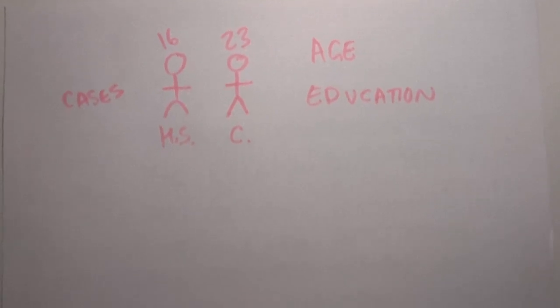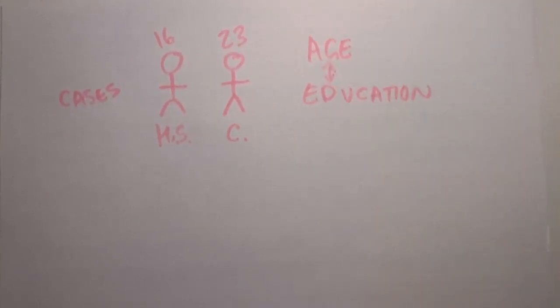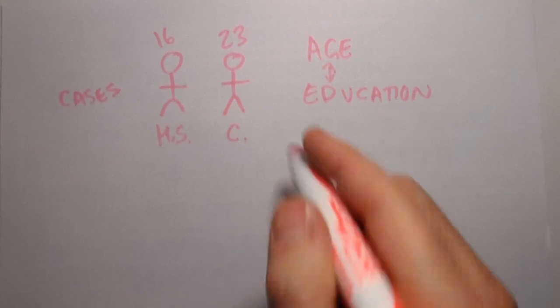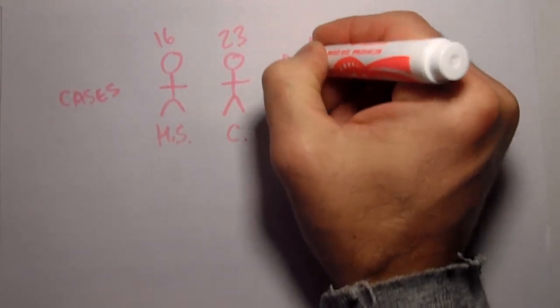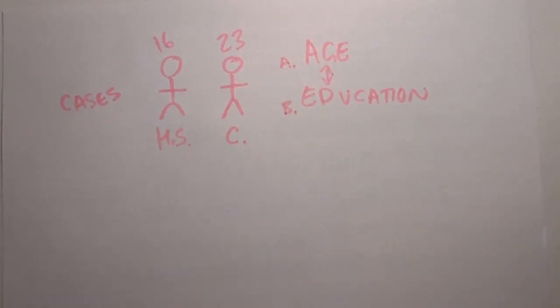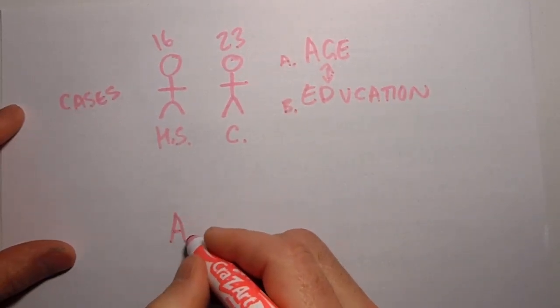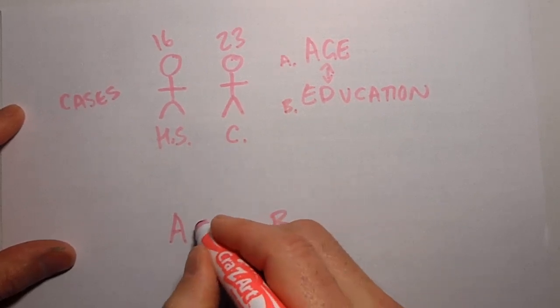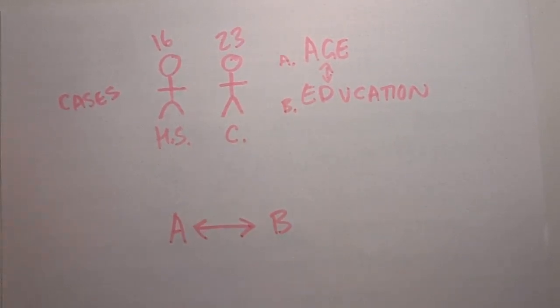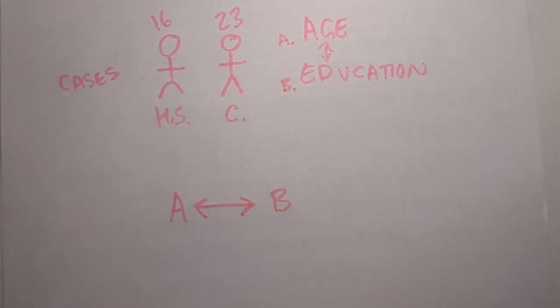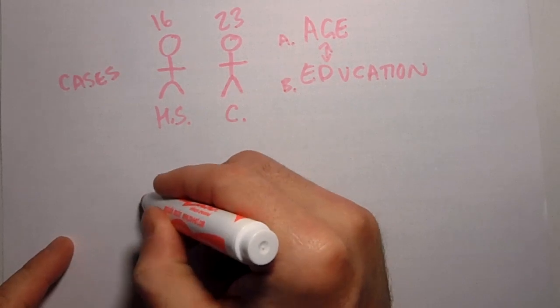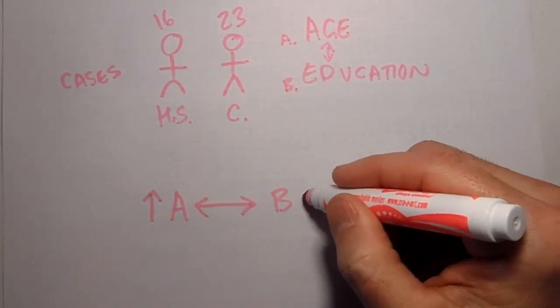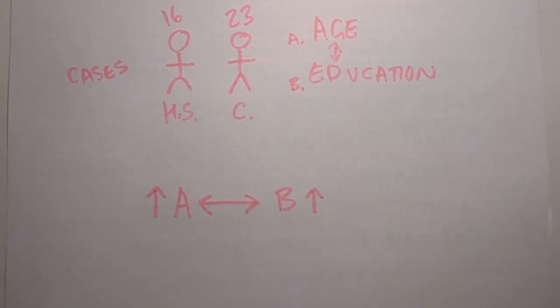Now, we're going to make a hypothesis about the relationship between these two variables. What's the relationship between age and education? So we're going to label age variable A, and education variable B. So we have A and we have B, and we hypothesize that there is a relationship between those variables. We're going to make a testable statement about the relationship between these two variables. We think that as age increases, education will also increase. So the older you get, the more education you have.